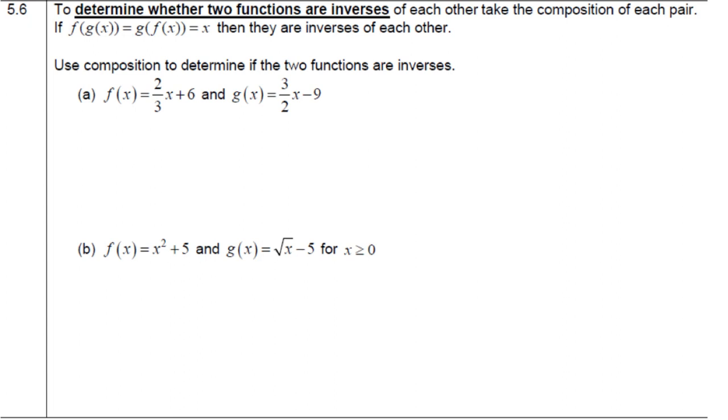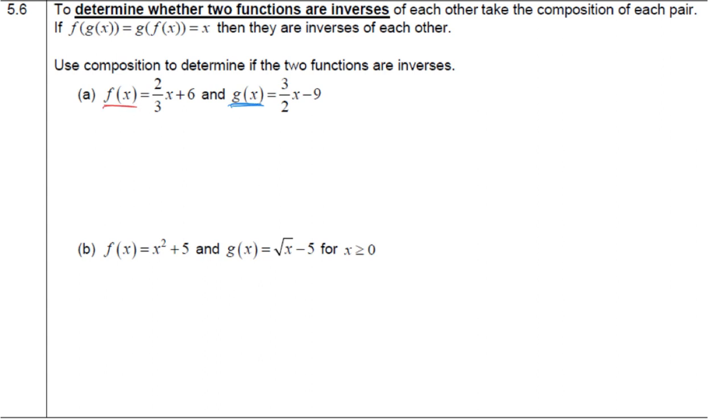There will be times where we have to determine if two functions are inverses of each other. In order to test it, we're going to take the composition of each pair. If f of g of x equals g of f of x, and both of those equal x, then they are inverses of each other. This will be my red function and this will be my blue function.